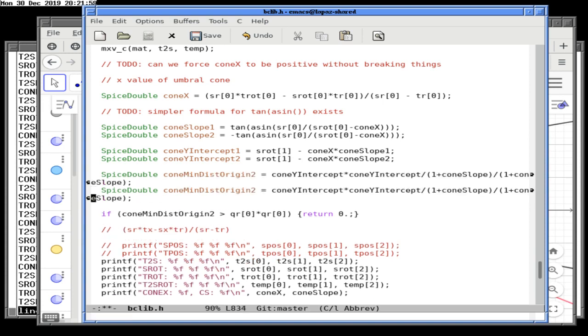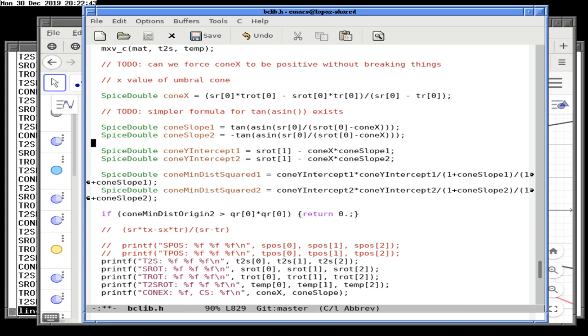I think at this point I'm going to have to abbreviate this a little bit. Cone min dist squared, because now we have to put a 1 in front of it. Is this sucker, we need cone y-intercept 1 and cone slope 1. And then the other one, the minimal distance of the second one. Cone intercept 2, and I'm 90% sure I forgot to change a variable somewhere, so this won't compile. But let's see. Cone slope 1, cone slope 2, the cone x stays the same.